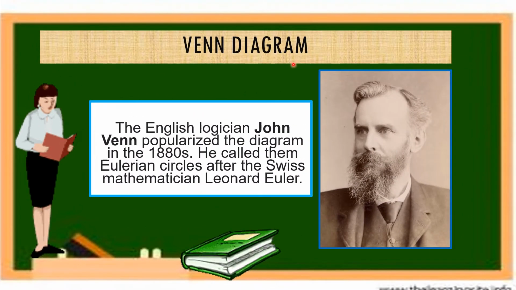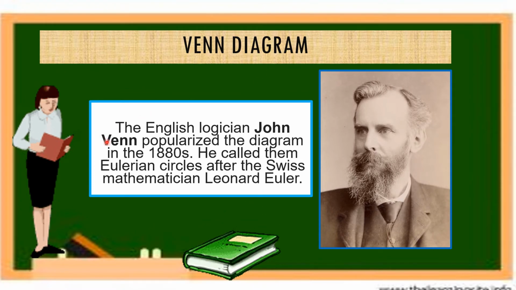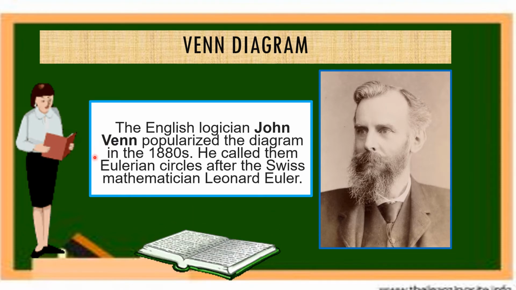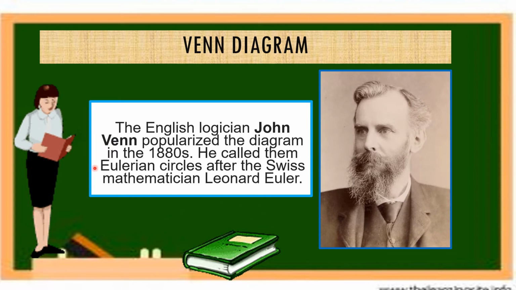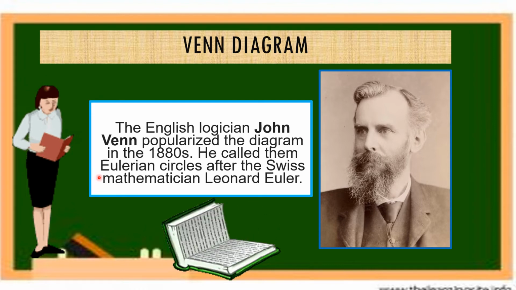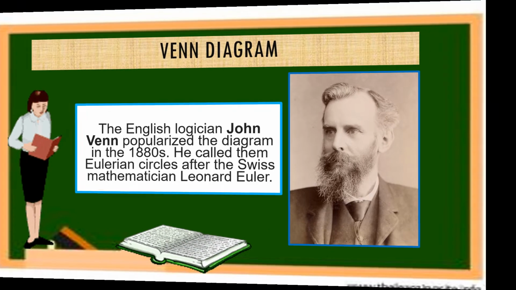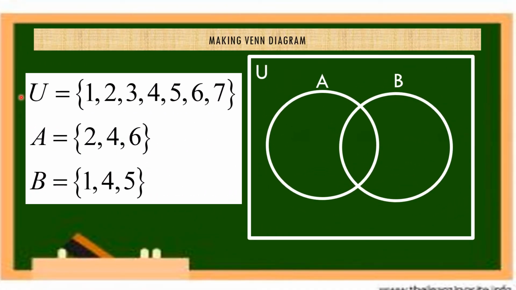So we have a Venn diagram. The English logician John Venn popularized the diagram in the 1880s. He called them Eulerian circles after the Swiss mathematician Leonhard Euler. We are now ready to make a Venn diagram.